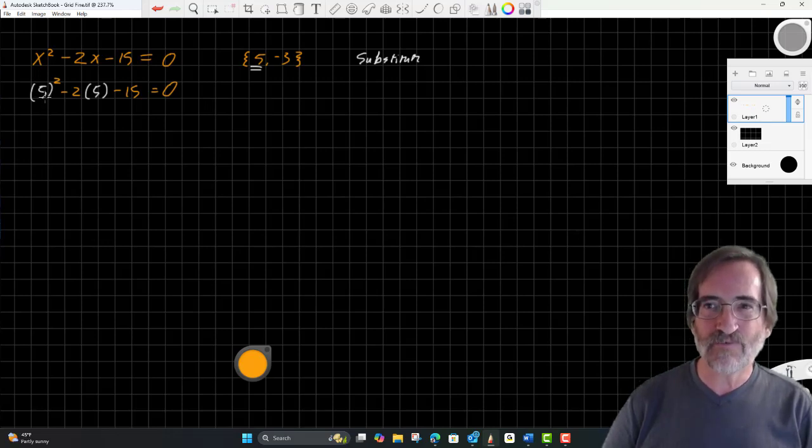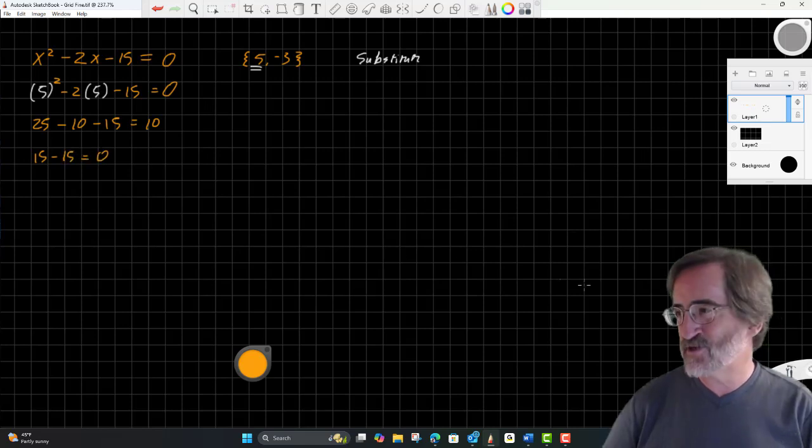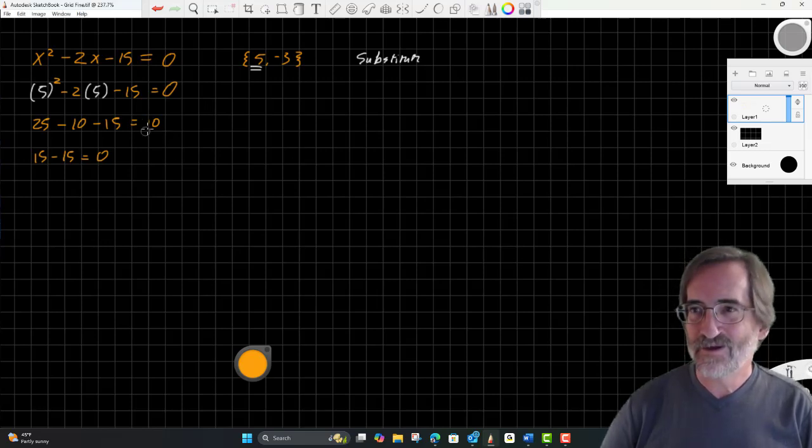5 squared means 5 times 5. 5 times 5 is 25. 2 times 5 is 10. 25 minus 10 is 15. 15 minus 15 is 0, not 10. Don't know why I wrote that 1. And 0 does equal 0, therefore this is a valid solution.